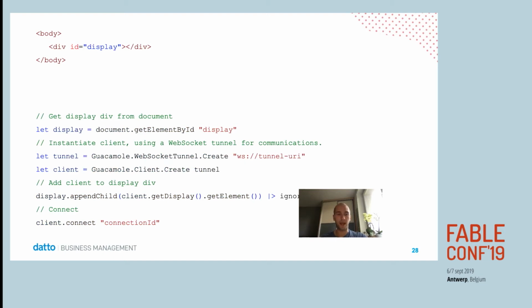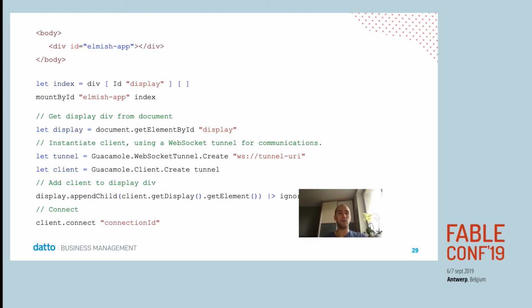So the corresponding F# Fable code looks quite the same, actually. The only thing is that you need those Guacamole bindings, so this is using the bindings that I created, but the rest looks pretty much the same as the corresponding JavaScript code. So now let's try to add Elmish to this application.